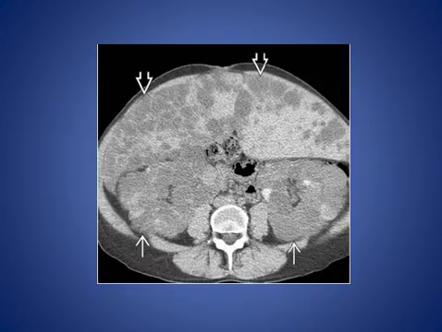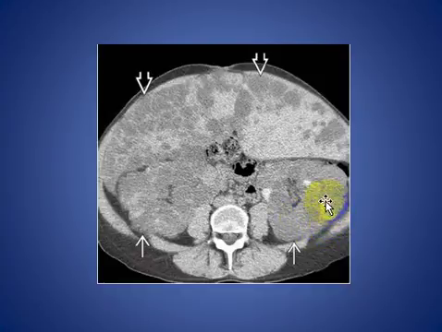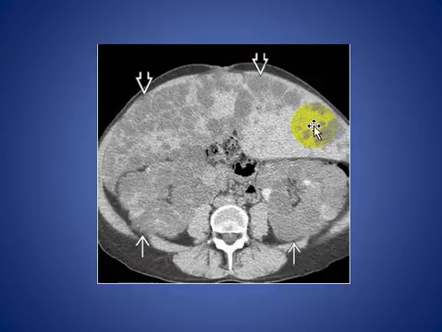Here, another patient with autosomal dominant renal disease and multiple renal cysts, some of them with hemorrhage, as we see on this one, and this one, and that one, and we see also multiple liver cysts variable in size.